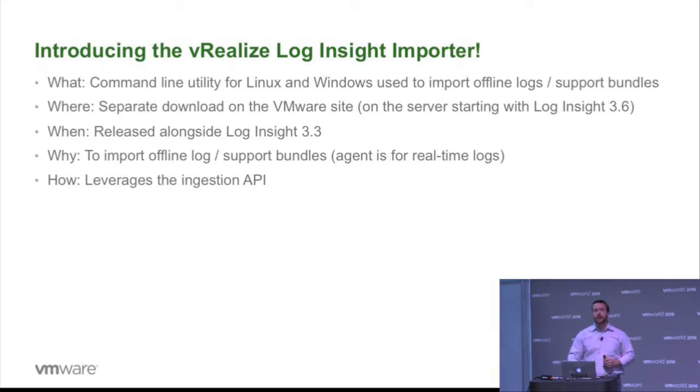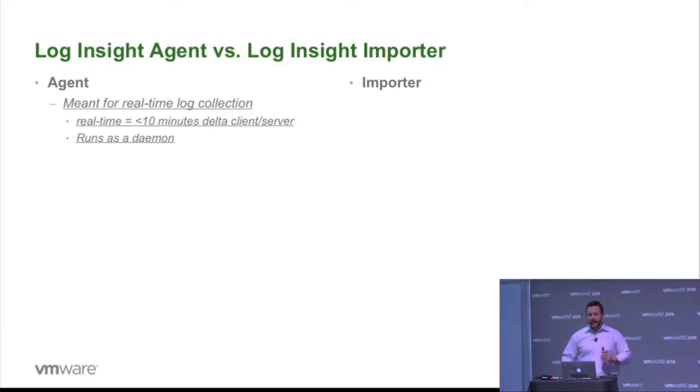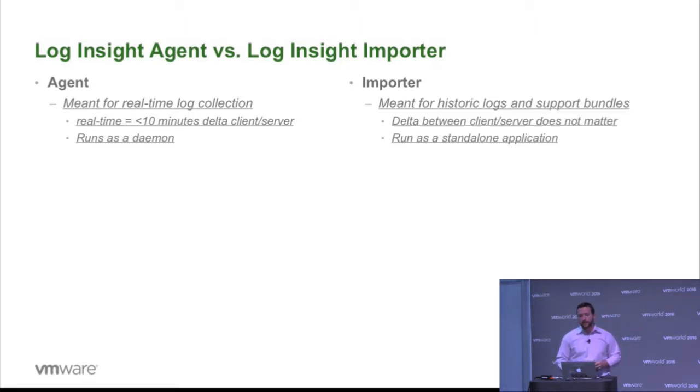But one of the most common questions I get is, what is the difference between the agent and the importer? And there are some rather important distinctions. Let me try to call them out. First, agent, real time. What does real time mean? I mean that the time between the client and the server for the log messages is less than 10 minutes. Anything more than that, we're talking about the importer at that point. And the agent runs as a daemon, whereas the importer is really a command line utility that you run just in time. You can wrap it in a script and run it more frequently, but that's not the primary use case, right? So here we have a delta greater, maybe it's a support bundle, maybe it's just older logs, and we want to run it offline.